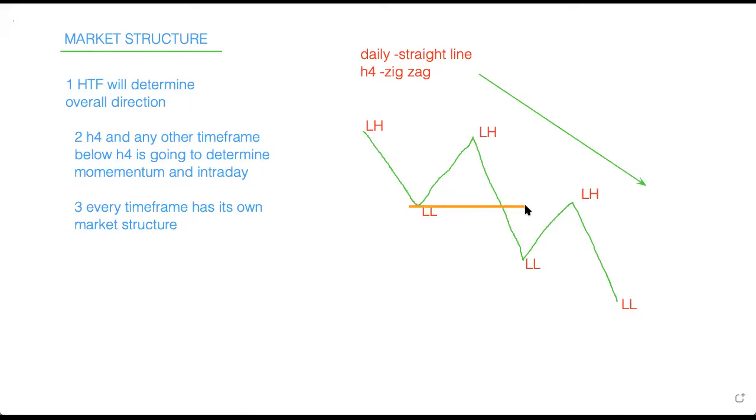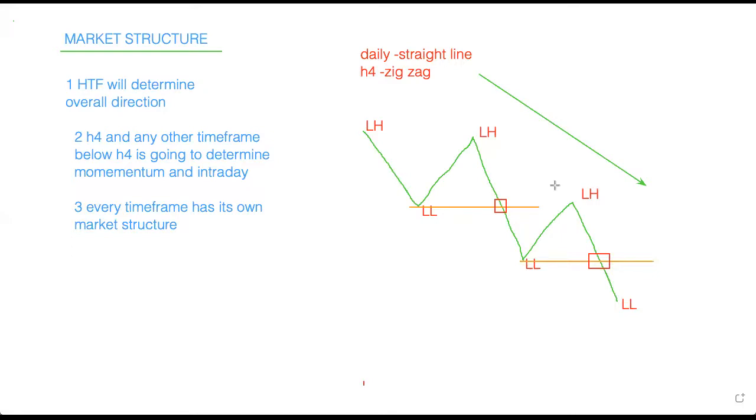Break of this point here means we have to come and create a new lower low. And if we do this, break of this previous lower low point again means that we have to fall down again and create a new lower low. This is what validates a downtrend, and the opposite is true for the uptrend.